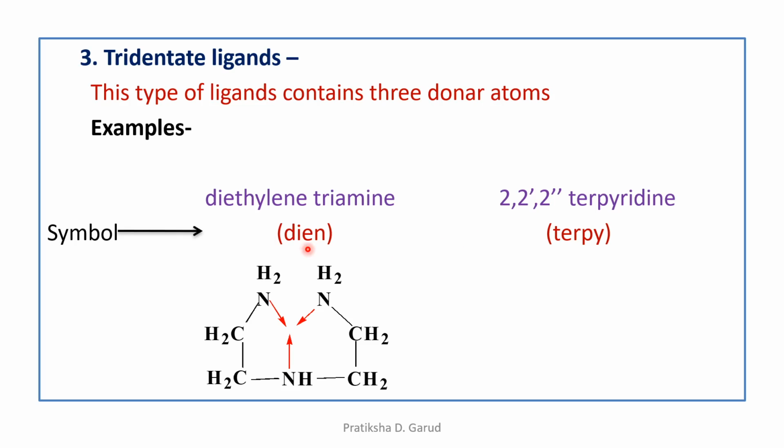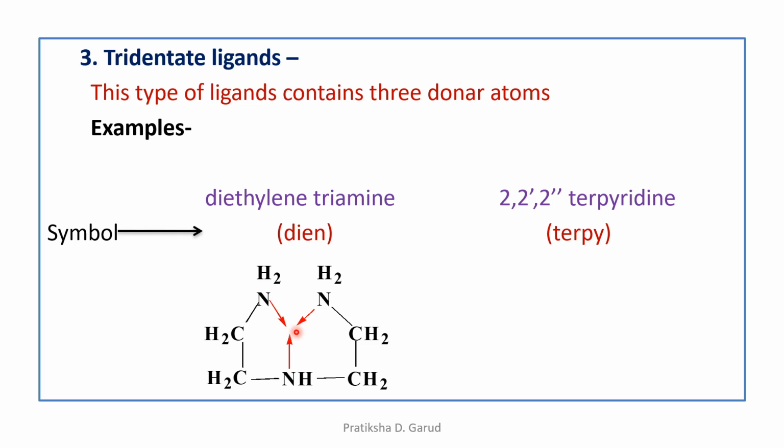DIEN means diethylene triamine. Di means two, ethylene means two ethylene. So this is the first ethylene CH2. This is the second ethylene CH2. And tri means three amines. So this is the first amine, this is the second amine, and this is the third amine, right? They are linked, therefore we get the formation of diethylene triamine. Now there are three nitrogen atoms, that means three lone pairs. They are forming the coordinate or the dative bond with the central metal. Now here there is a metal. So this is an example of a tridentate ligand.